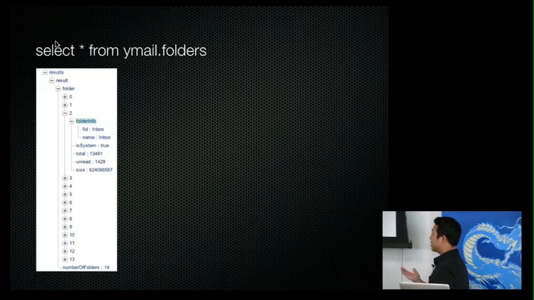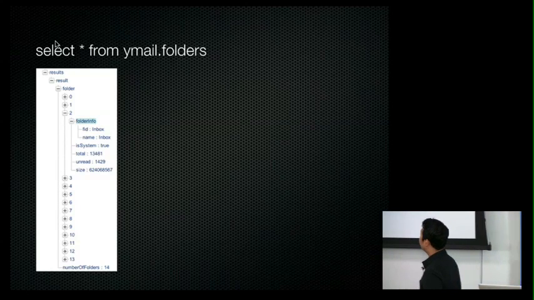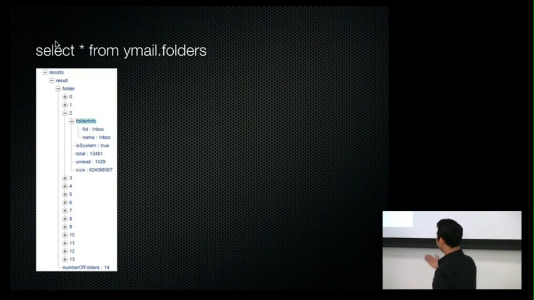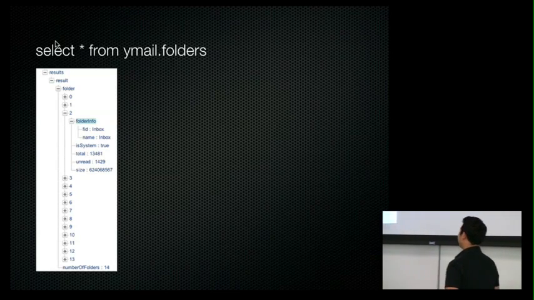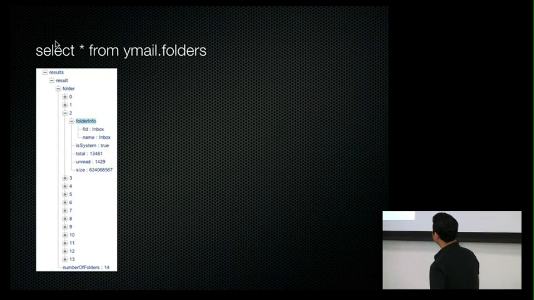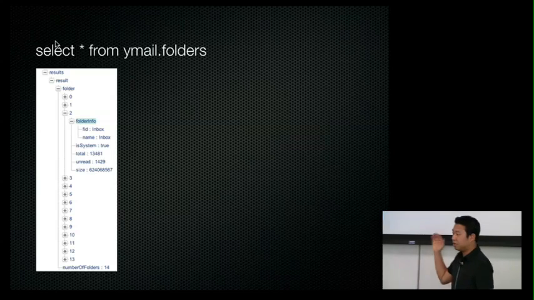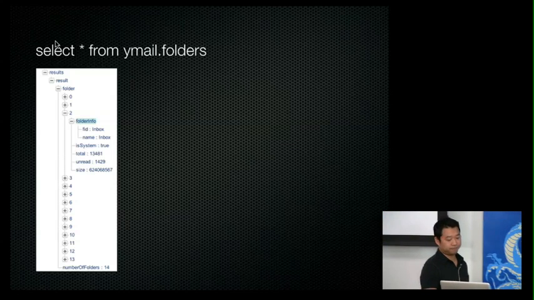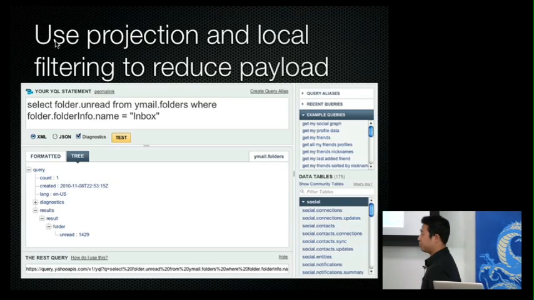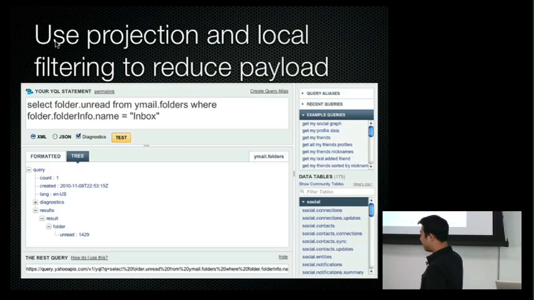In my previous example, I did select star from ymail.folders, and this is the tree view. You can see that I have about 14 folders in my Yahoo email, and I just wanted the unread count of my inbox, not the other folders. This is all the extra data that I don't need. So use projection and local filtering to reduce your payload size. Instead of having all that extra data, you can project it that way and use local filtering to narrow into the data that you need.